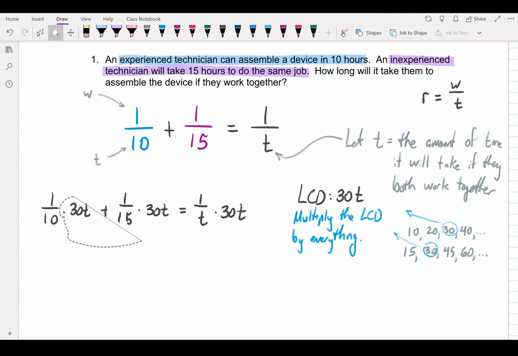I'm going to make those a slightly different color. Hopefully the colors aren't overwhelming you. That's not the intention. I'll just make it a slightly nicer blue.